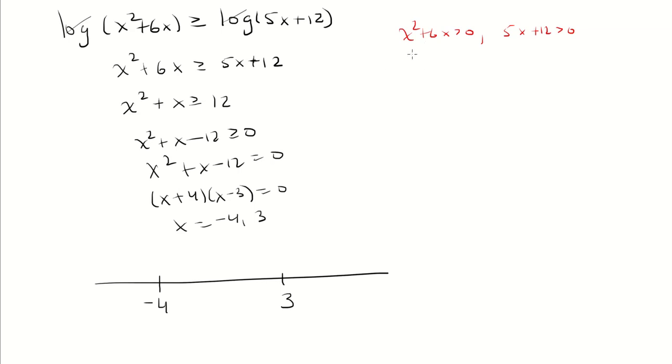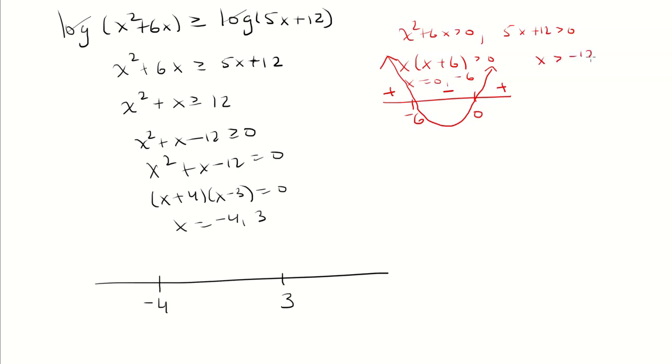So x squared plus 6x, we can factor out an x. And so we want to see when this is greater than 0. So we'll set each one equal to 0. So we have x is 0 and negative 6. So we'll put that there. And this is going to look something like this. So this is positive here, negative, and positive. And then for 5x plus 12 greater than 0, that means x is greater than negative 12 fifths.